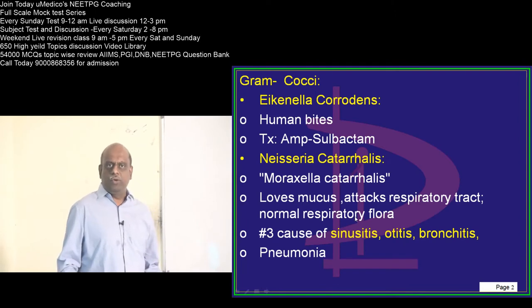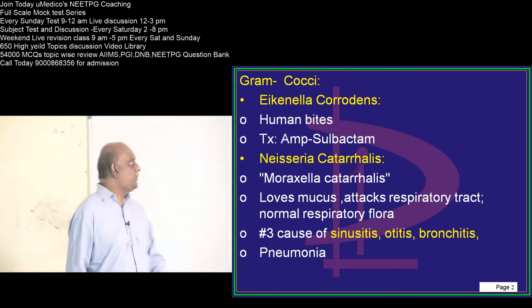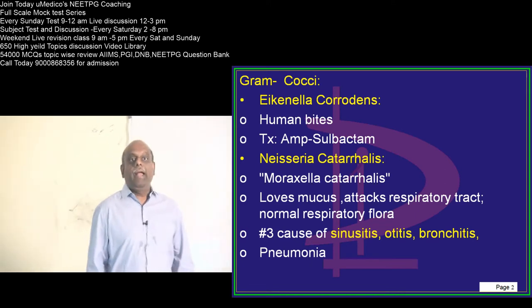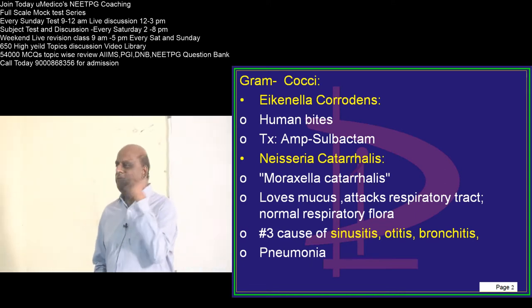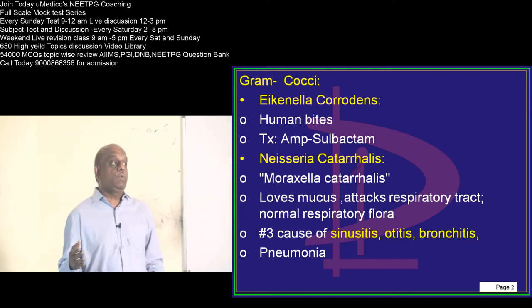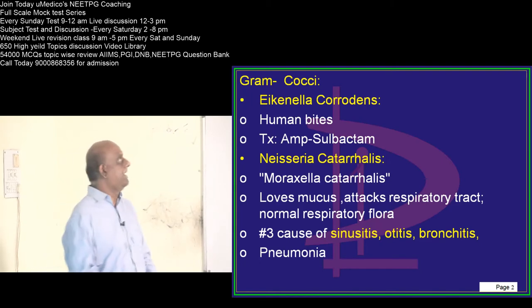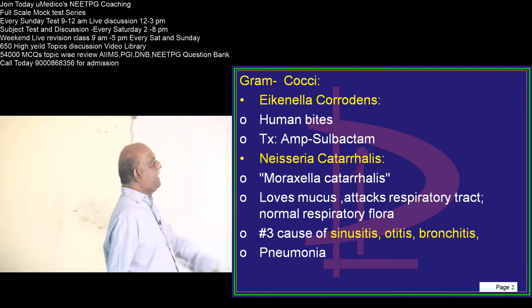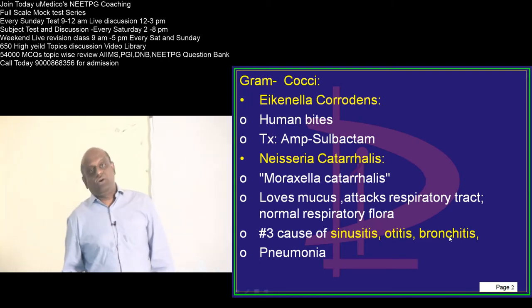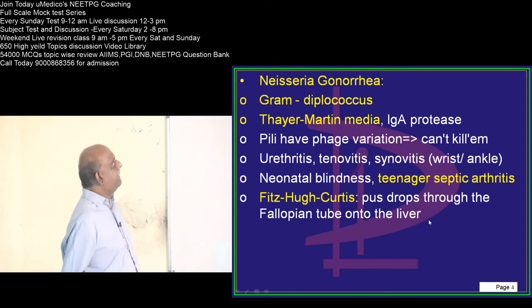It loves the mucus. It attacks the respiratory tract, even the normal respiratory flora, and we get a lot of otitis, sinusitis and all that, no? Earlier we discussed what is the most common cause for that. But the third most common cause for that is the Moraxella catarrhalis, and it can also lead to pneumonia. So this is how a typical Moraxella looks like.